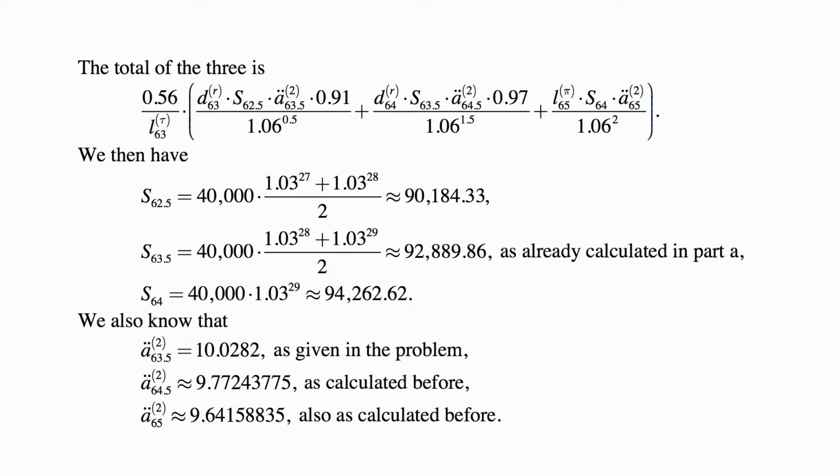Well, the salary for age 62.5, we can calculate, this is over the last year of work, so half a year in one age and half a year in another. The same for 63.5, we already calculated that in part A, and 64, it's 29 years of increases. We also know A double dot upper 2 63.5, A double dot upper 2 64.5, and A double dot 65 upper 2. One of them is given in the problem and the other two were calculated before.